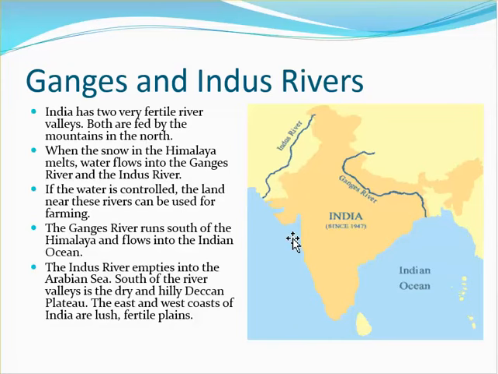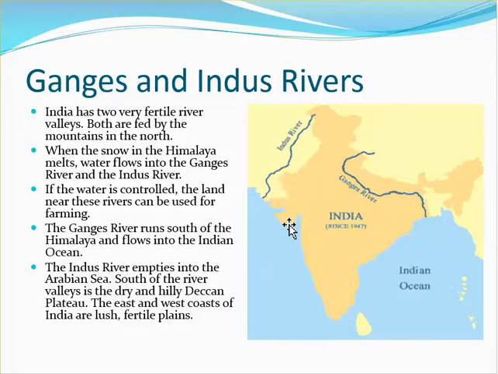The Ganges River runs south of the Himalaya and flows into the Indian Ocean. So, in essence, it goes here, flows going south, and then it runs into the Indian Ocean here. The Indus River empties into the Arabian Sea. So, again, it flows south but empties into the Arabian Sea on this side. South of the river valleys is the dry and hilly Deccan Plateau, and the east and west coasts of India are lush and fertile plains. In fact, most of India is very green.